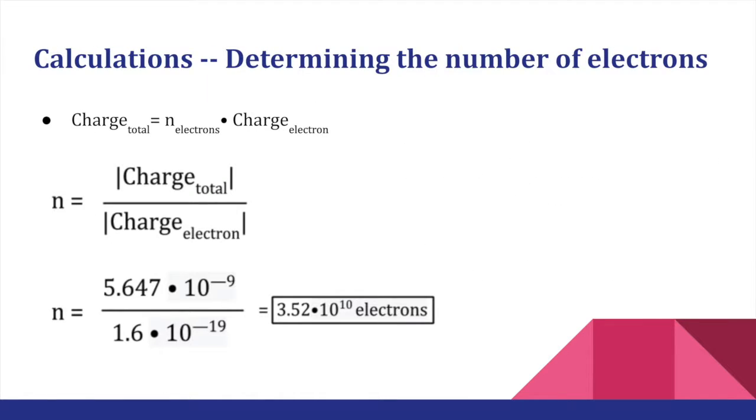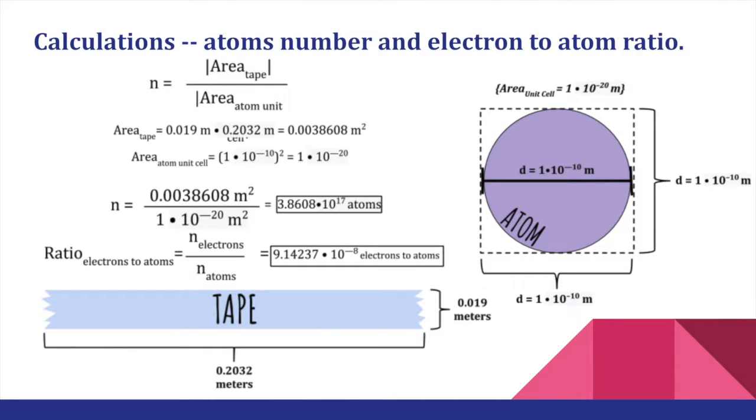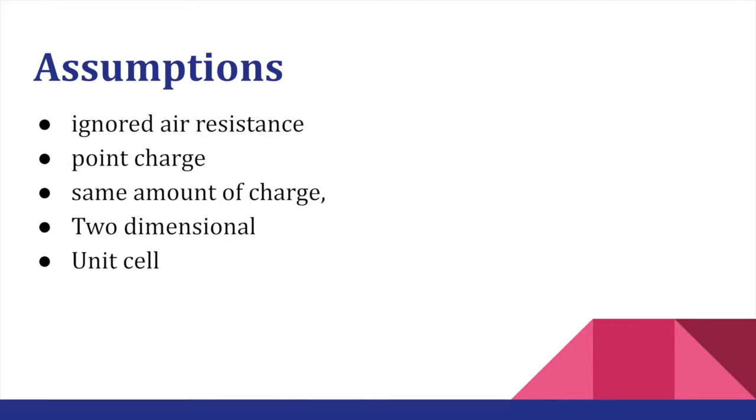To determine the number of electrons, we simply take the total charge that we just acquired, divide it by the charge of a single electron, and we get the total number of electrons to be 3.52 times 10 to the 10 electrons. To determine the number of atoms, we find the area of the tape and divide it by the area of an atom unit cell and get 3.8608 times 10 to the 17 atoms. To find the ratio, we divide the number of electrons by the number of atoms, and we get 9.14237 times 10 to the negative 8 electrons per atom.